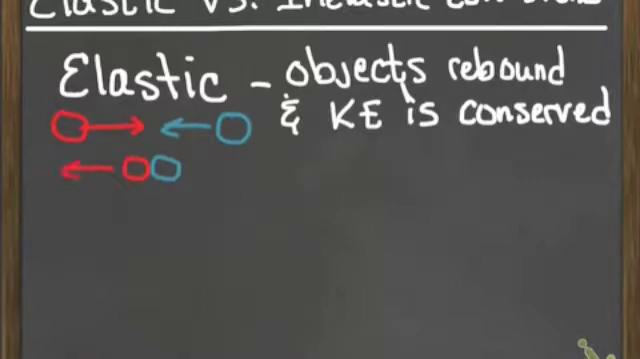What that would look like is this. I have two balls, they bump into each other, and then they bounce off each other in the opposite direction, kind of like Newton's third law.